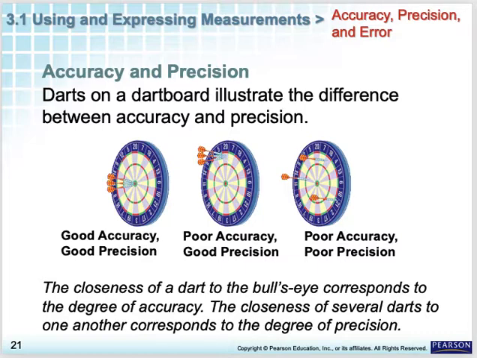It's good accuracy because it is at the center of the bullseye, and it's good precision because they are close together. In the middle picture, we have poor accuracy because the darts are not at the bullseye. They are all up at that 20. However, it still has good precision because all of the darts are close together. In the last picture, we have neither good accuracy nor good precision because the measurements are not close together, nor are they close to the center of the bullseye.